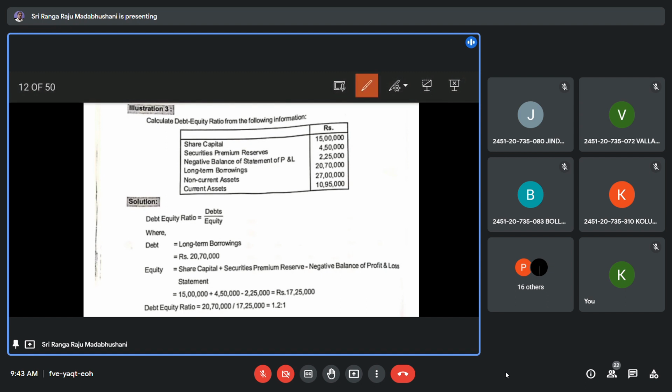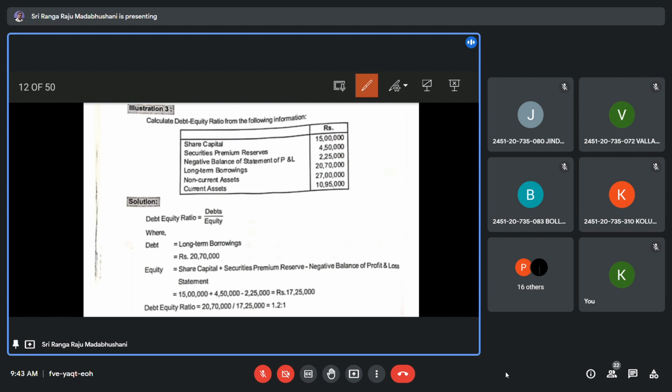Equity means the owners' contribution, and debt means outsiders. So how much the owners and how much the outsiders have contributed. So the debt and equity. Long-term loans are taken in debt. Equity means owners' fund. Share capital, reserves, profit and loss account balance, and all those things were taken.